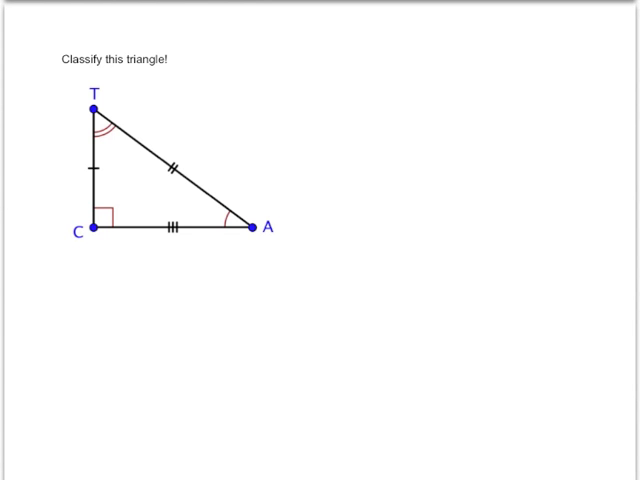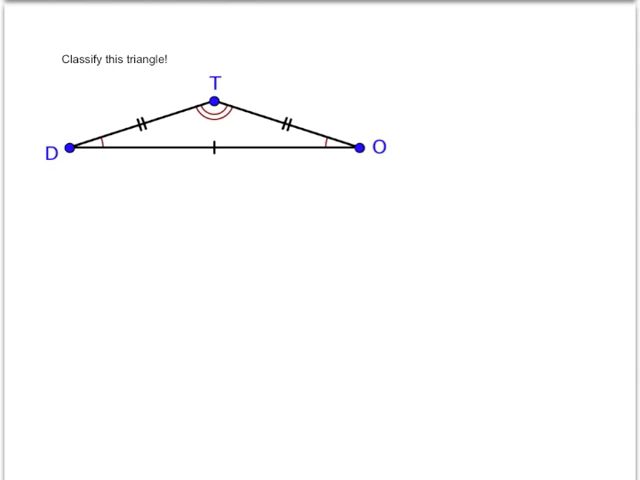What about this one? Pause the video, try it out yourself. This triangle, CAT, is scalene and right. And how about this one? Make sure you recognize these congruence marks. This triangle is isosceles, right? And also obtuse.